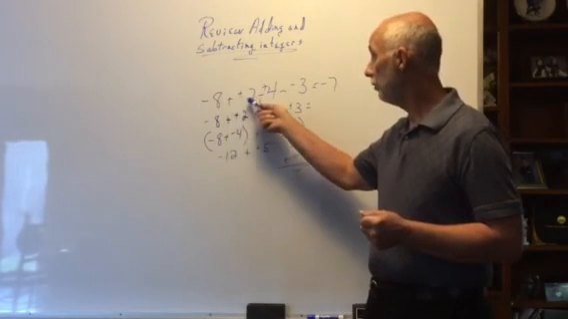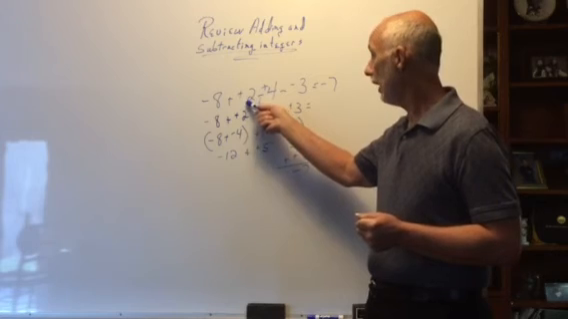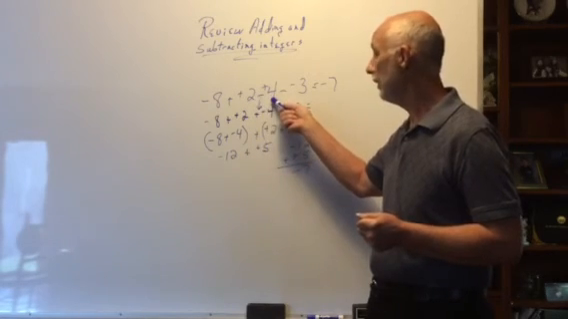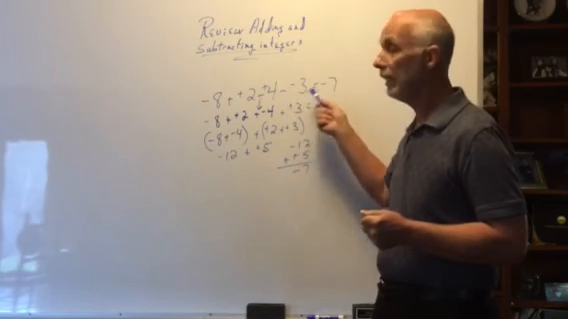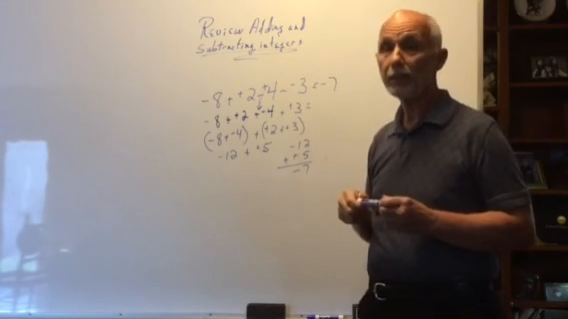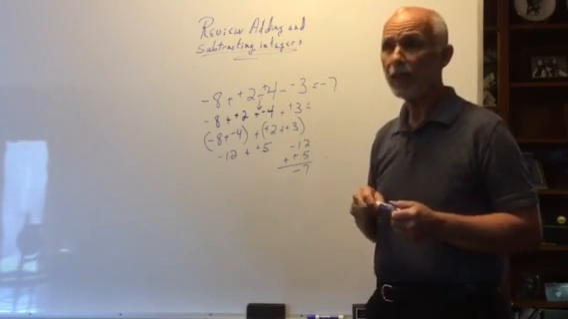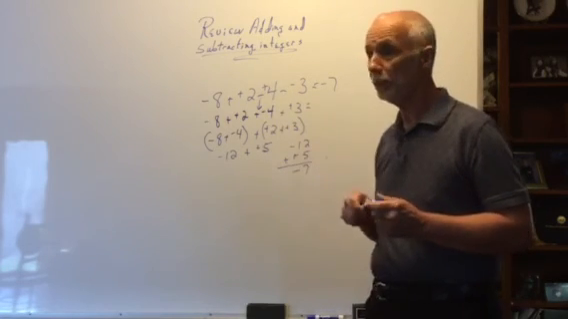You could add these two, get an answer. Take that answer and subtract this from it, get an answer. Take that answer and subtract this from it, and get an answer. You'll get the same answer of a negative 7, but I think this is a faster way to do it.